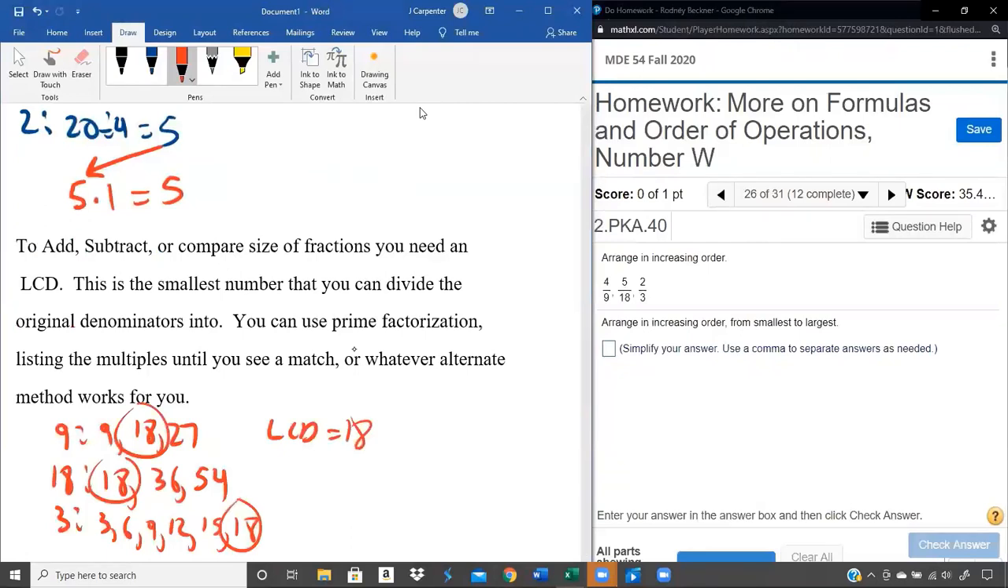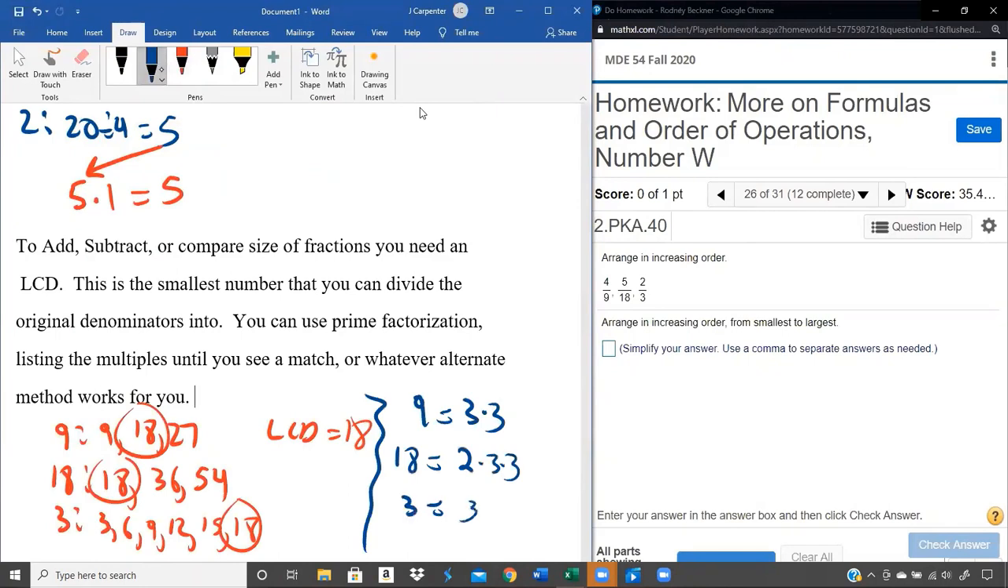I'm not saying this is the most efficient method always. That's just the way I chose to show my work for this. I verbally said the work for the other one. In fact, I will show it. The 9 was 3 times 3. The 18 would be 2 times 3 times 3. And the 3 is just 3.